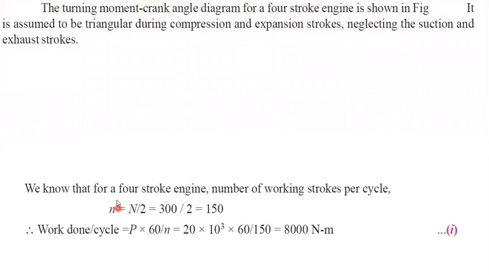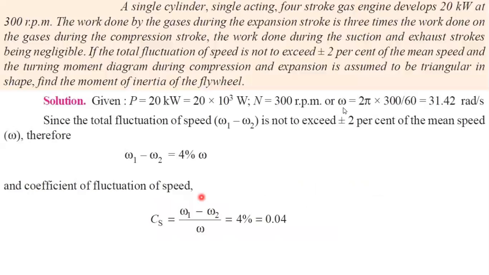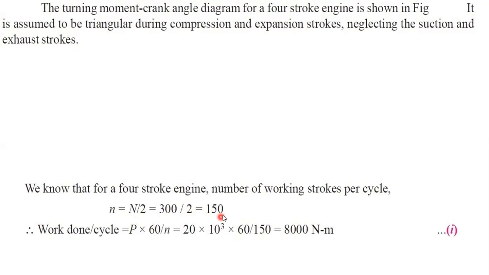So for a four-stroke engine, the number of working strokes per cycle for a two-stroke is capital N, and for a four-stroke is capital N divided by 2. Capital N we know is the speed, divided by 2 means 150 we are getting. So work done per cycle is, the formula is power into 60 divided by the number of working strokes per cycle. Finally we'll be getting work done per cycle as 8000 Newton meter.